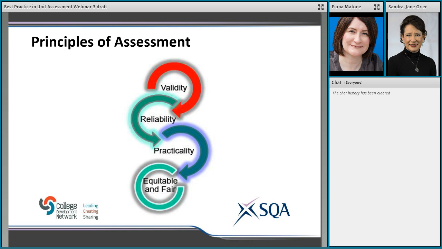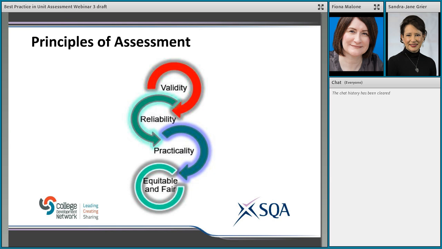It's really important though that SQA ensures that its qualifications are credible with users, partner organisations, the wider community, and that they do provide national and international recognised standards of attainment. This means that all of our qualifications and their assessment methods must meet our principles of assessment.